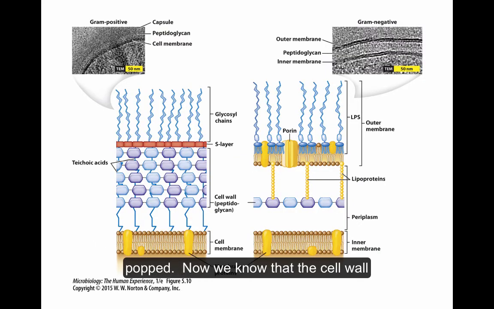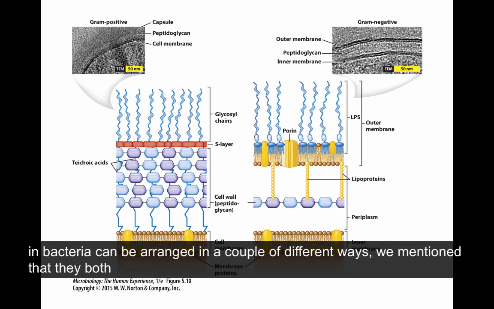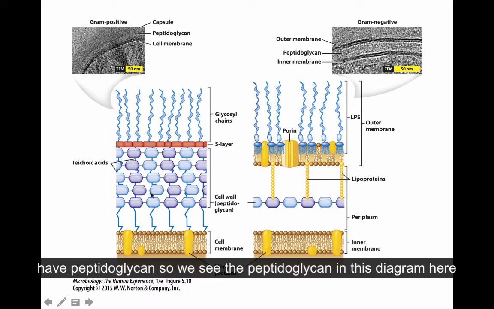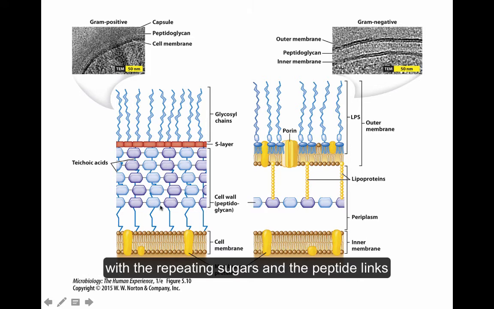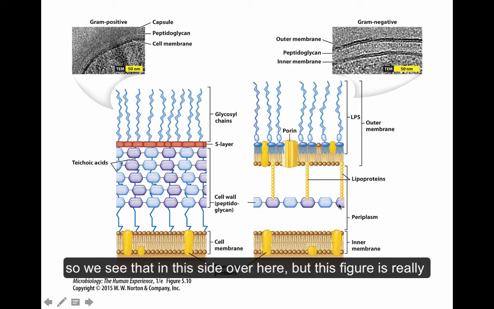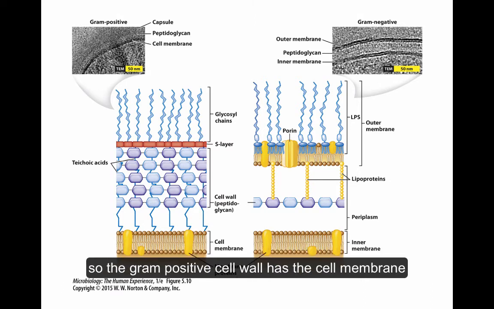Now, we know that the cell wall in bacteria can be arranged in a couple different ways. I've already mentioned that they both have peptidoglycan, so we see the peptidoglycan in this diagram here with the repeating sugars and the peptide links. Right, so we see that on this side over here. But this figure is really highlighting the differences between the gram-positive cell wall and the gram-negative cell wall.